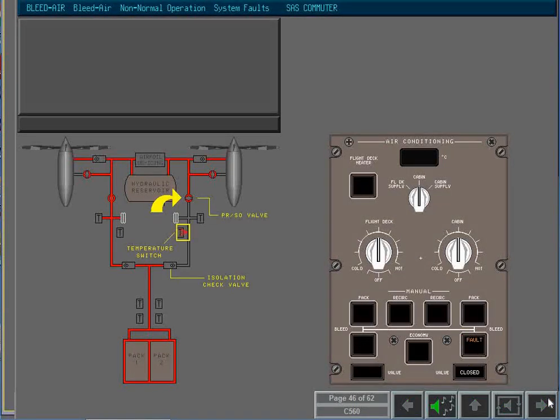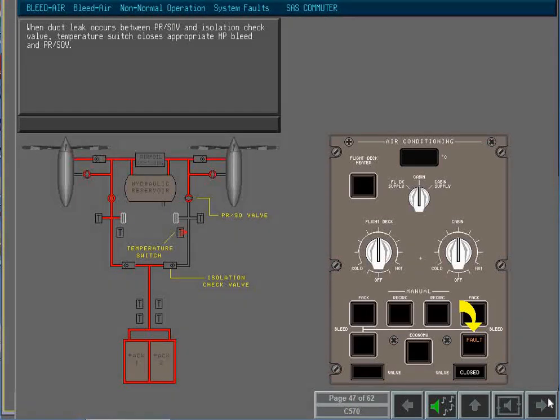When an air duct leak occurs between the pressure-regulating shut-off valve and the isolation check valve, the temperature switch closes the appropriate high-pressure bleed and pressure-regulating shut-off valve. The bleed fault annunciation is presented on the bleed push button and a level 1 alert is generated.